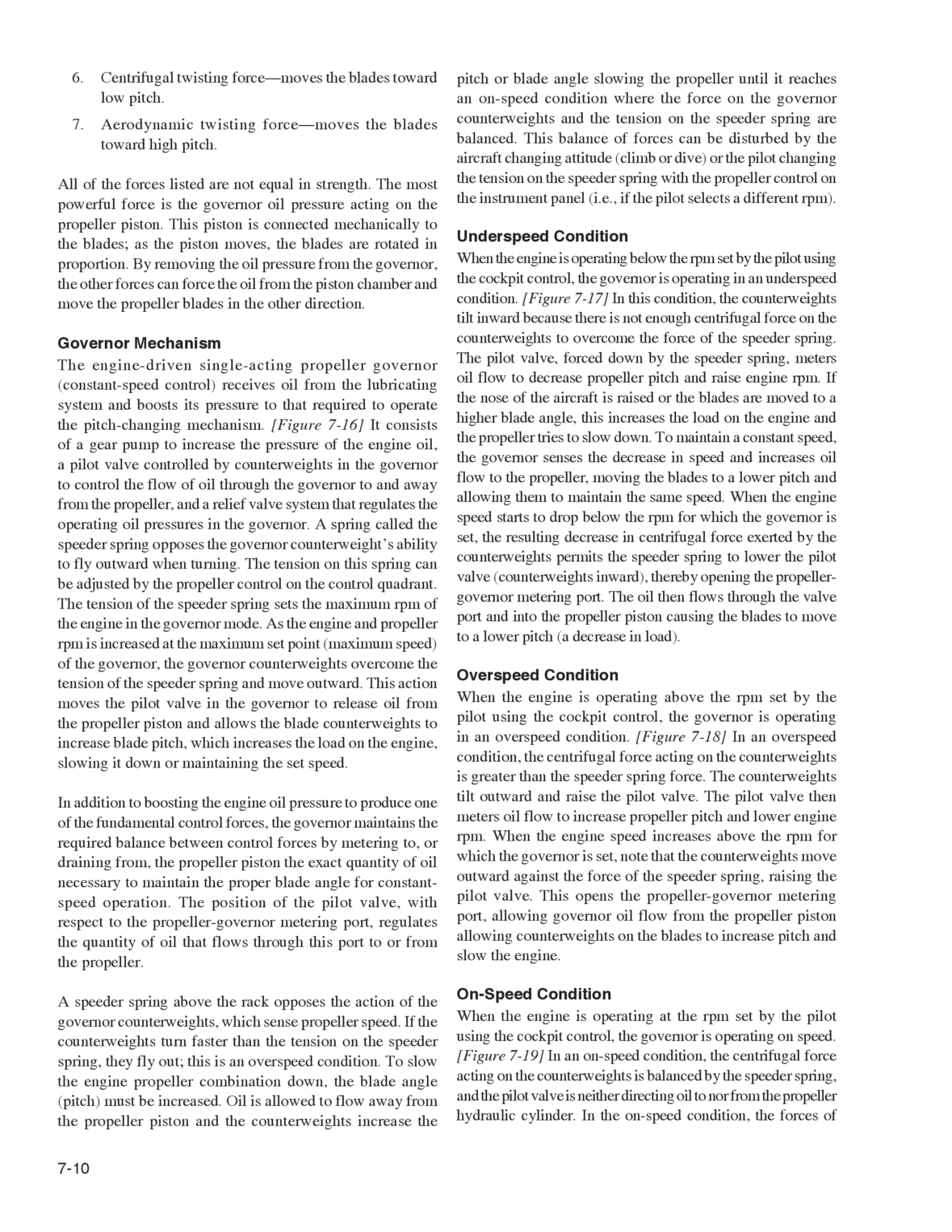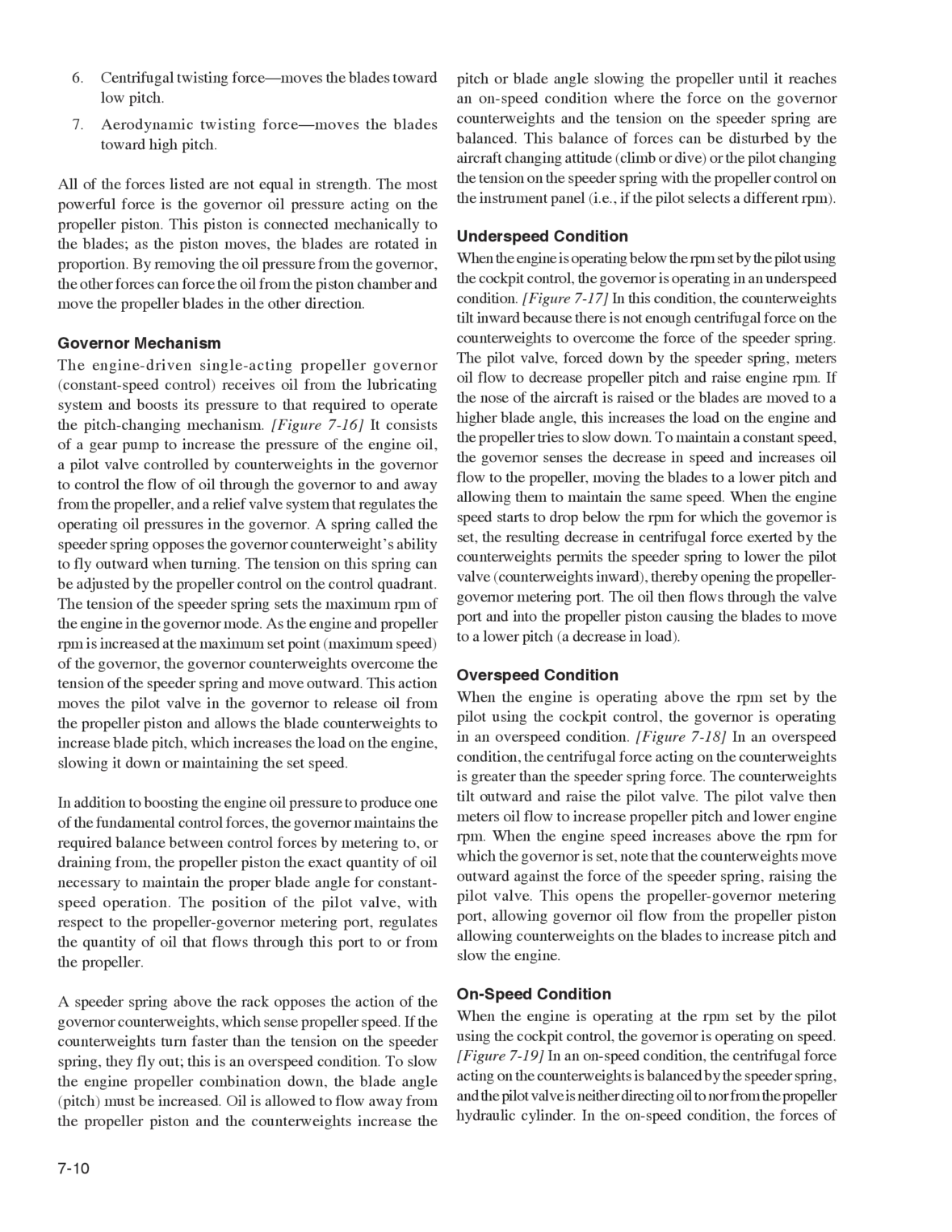When the engine speed increases above the RPM for which the governor is set, note that the counterweights move outward against the force of the speeder spring, raising the pilot valve. This opens the propeller governor metering port, allowing governor oil flow from the propeller piston, allowing counterweights on the blades to increase pitch and slow the engine.